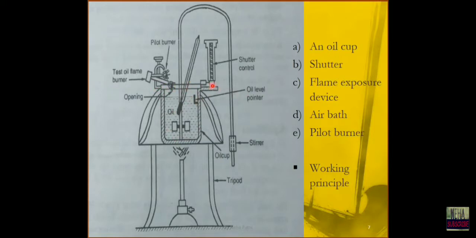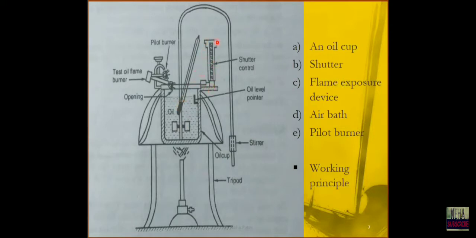Now the lid actually has 3-4 holes. In the first, a stirrer is kept. Here you can see a stirrer, and these are the stirrer blades. If you move it like this, these blades are going to move inside. So we need to continuously stir this oil in order to get uniform heating. Obviously a thermometer is required because we need to note the temperature.